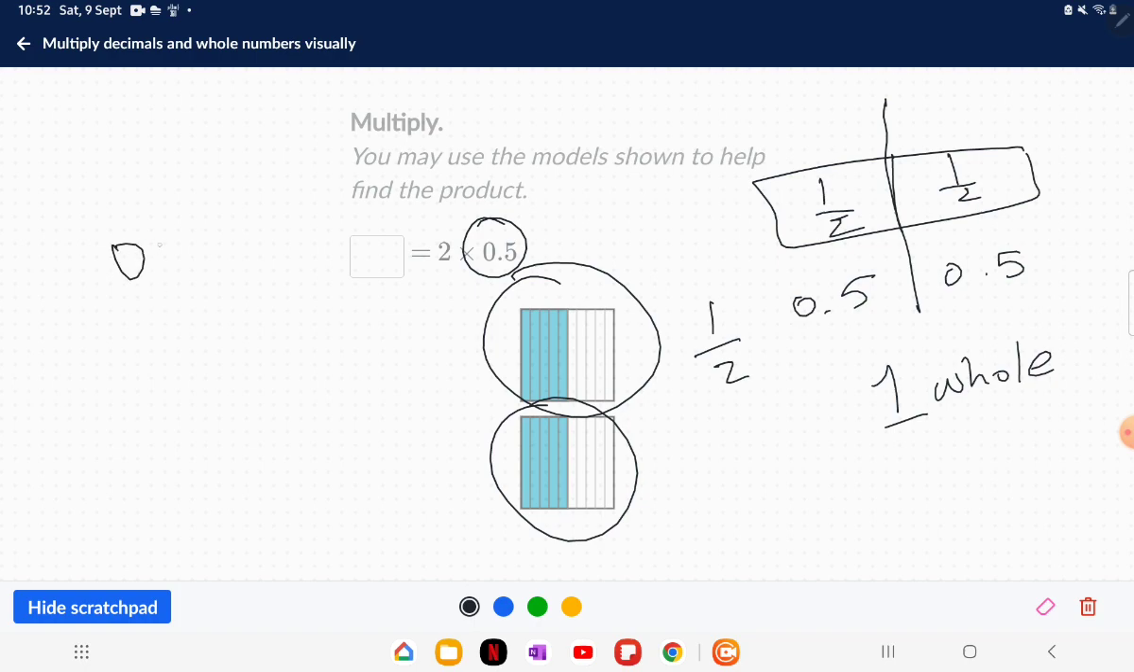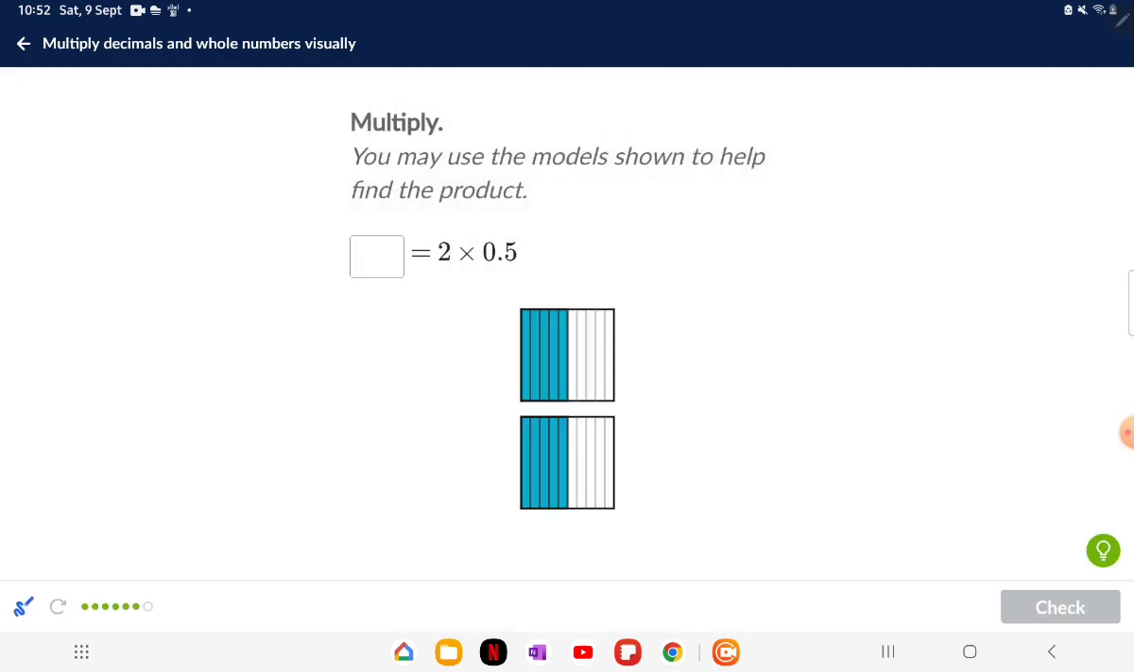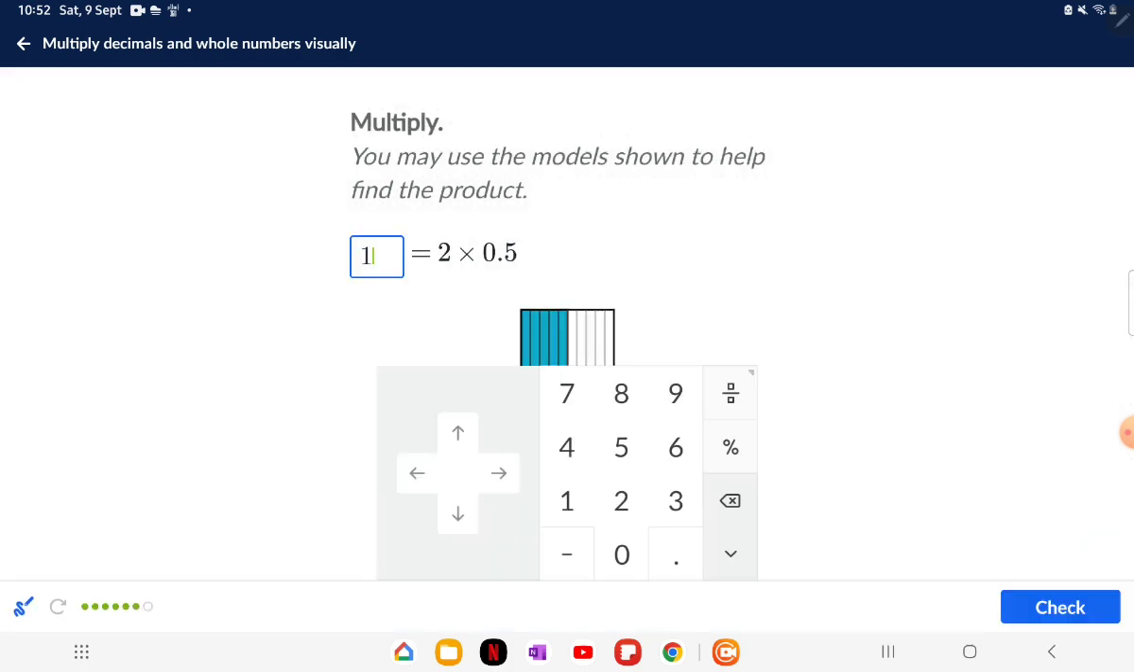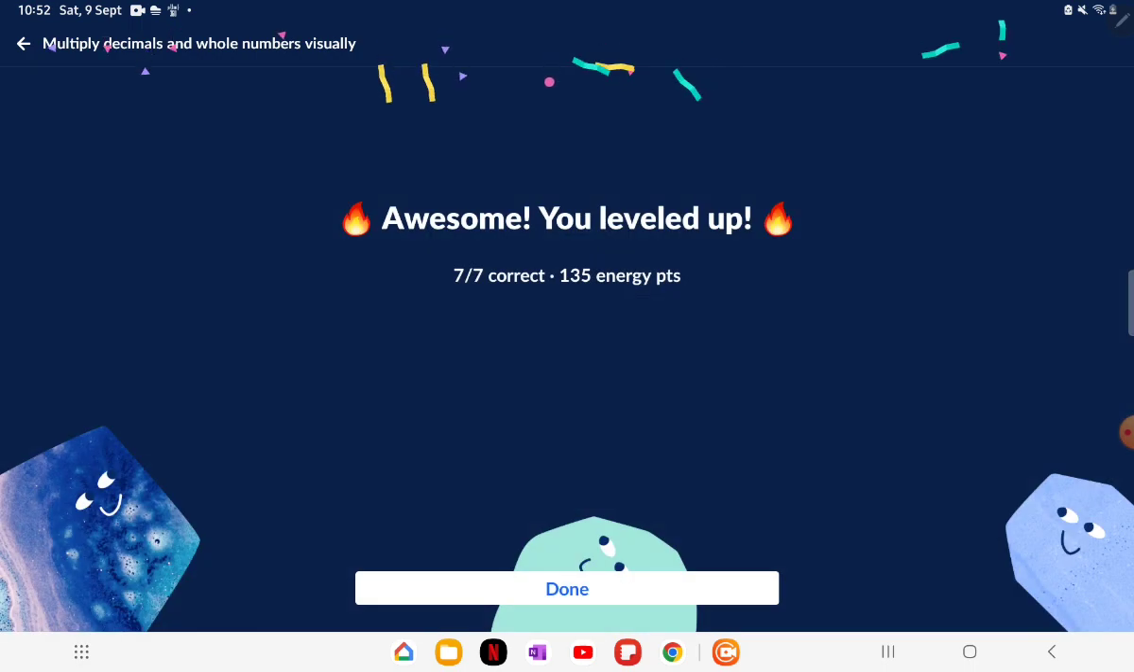So this is one whole. And if you want to multiply it using the traditional method, 2 5s are 10, this goes up, the decimal comes down right here, 2 times 0 is 0, and you add 1, you get 1. So 1.0 is the same as one whole. So that is the answer we were looking for, one whole. Ta-da, show summary. Bravo.